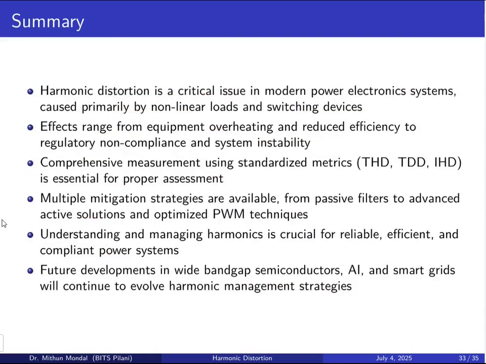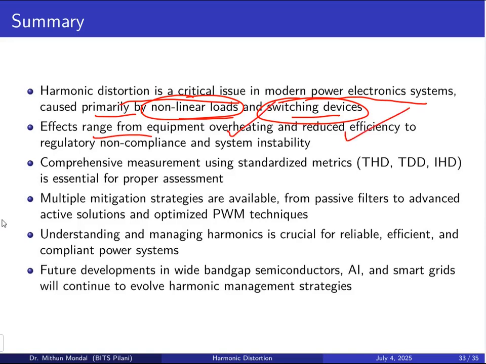Summary: harmonic distortion is a critical issue in modern power electronic systems. It is caused primarily by nonlinear loads and switching devices. So these nonlinear loads and switching devices are generally present in the modern power electronic system, and are the main reason for the harmonics. A range of equipment effects can be there: overheating, reduced efficiency, and we have to obey the compliance, otherwise there will be non-compliance, and system instability issues will be there.